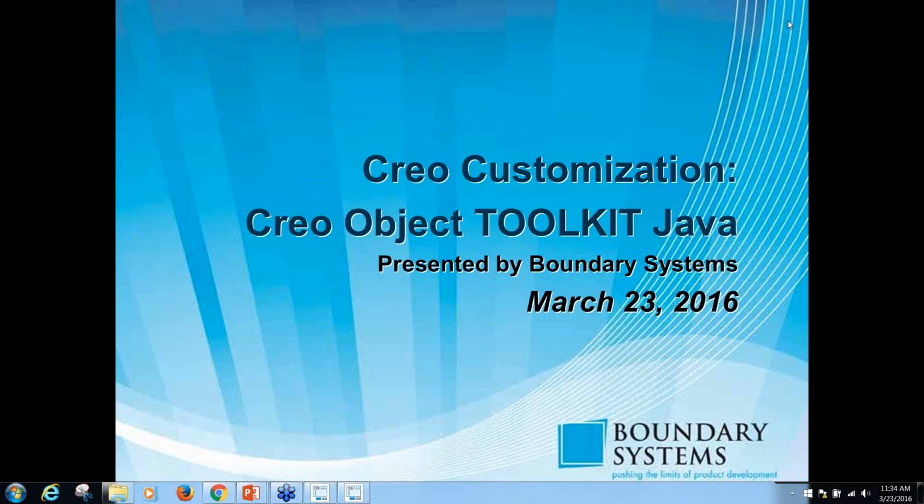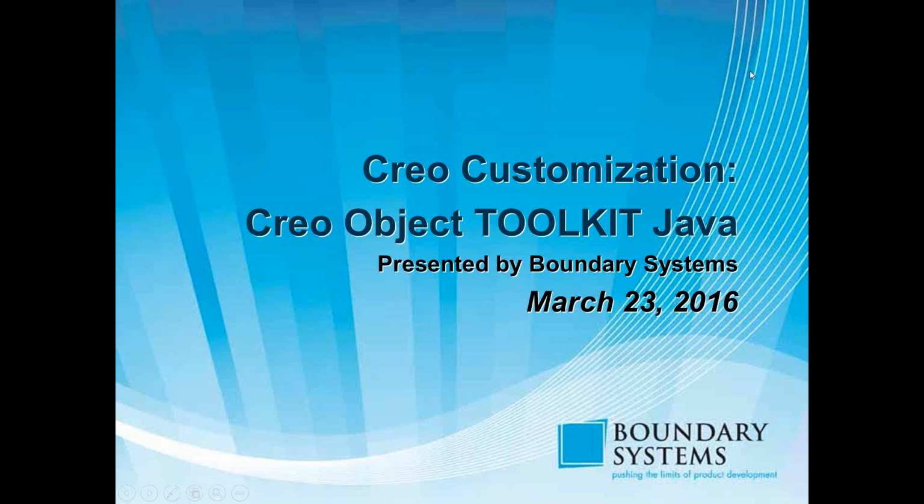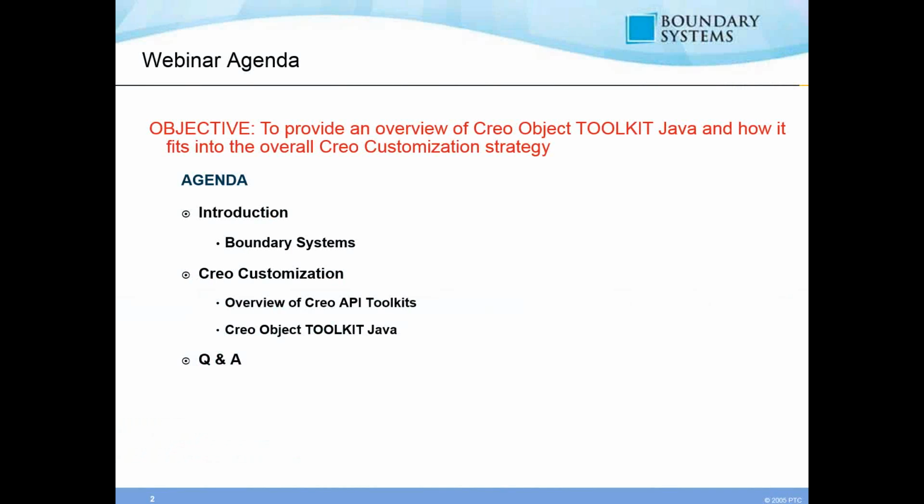Today's webinar is on Creo customization, and specifically we're going to focus on the Creo Object Toolkit Java API, which was introduced in Creo 3.0. The objective is to give you an overview of the Creo Object Toolkit Java functionality and how it fits into the overall Creo customization strategy.